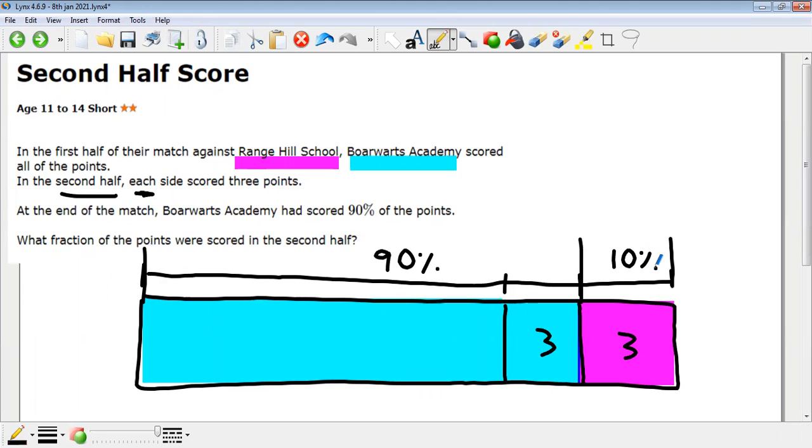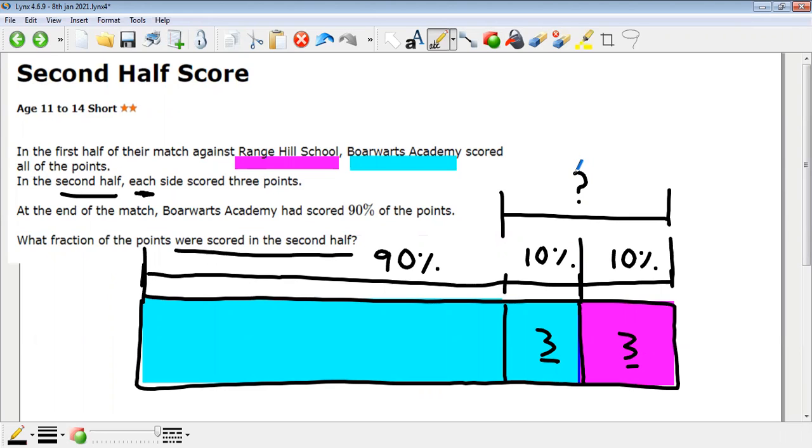And then the question actually asks how many were scored in the second half, which what it really wants is from here all the way to here. And if we look, they scored the same. So this 10% means that this is also worth 10%. So in terms of this mystery percentage of what was scored in the second half would be 20%.